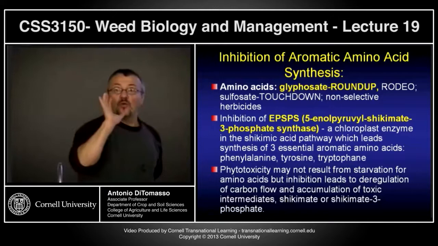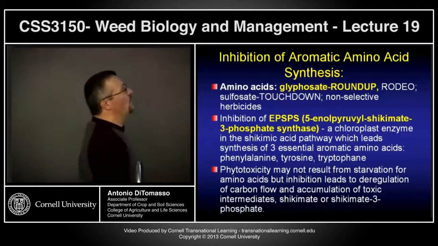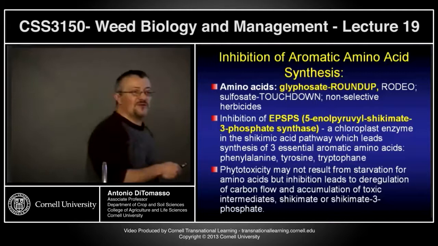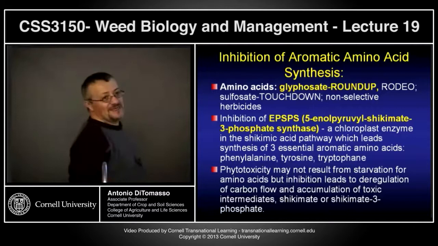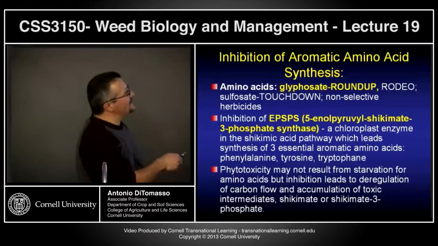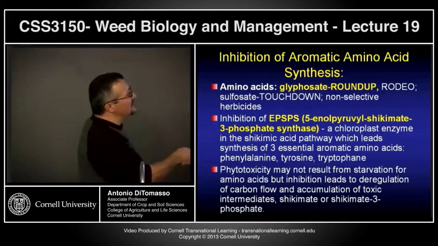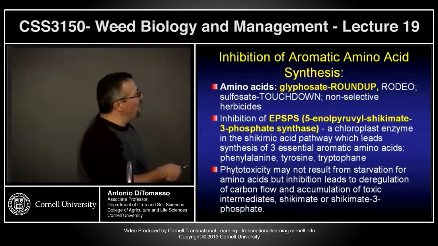What does Roundup do? If you hear so much about it, most of you may not know what it does. It inhibits a very important enzyme called EPSPS, 5-enolpyruvyl-shikimate-3-phosphate synthase. You can see why it's just called the EPSPS enzyme. What is this thing? This enzyme is found in the chloroplast, and it is a major catalyst for a pathway called the shikimic acid pathway, which does what? It allows the synthesis of 3 essential aromatic amino acids, which are phenylalanine, tyrosine, tryptophan.